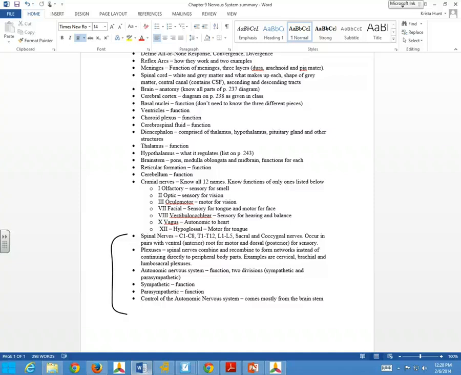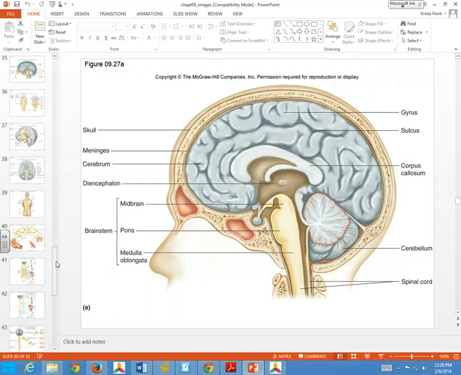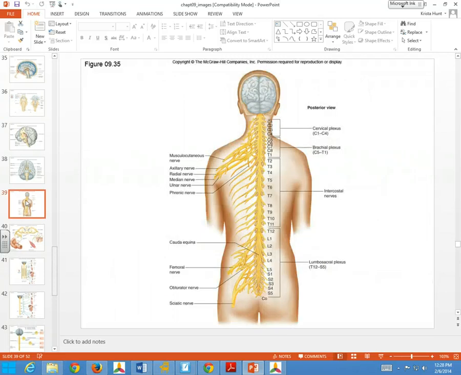Spinal nerves. Pretty straightforward as far as dealing with these guys. You have this picture. Where's this at in your lovely textbook? Should be past that. There it is, 249. Thank you. Okay. So we spent lots of time talking about the brain.